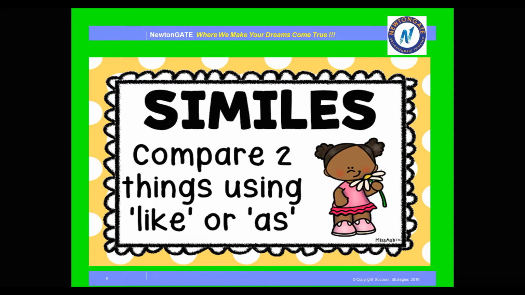Now what are similes? As you can see in the slide, similes are comparisons between two subjects or two things by using the keywords like or as. So we make comparisons between two subjects by comparing any of their quality, any of their common quality. And the keywords that we use are like or as. Now let us look at a few examples.